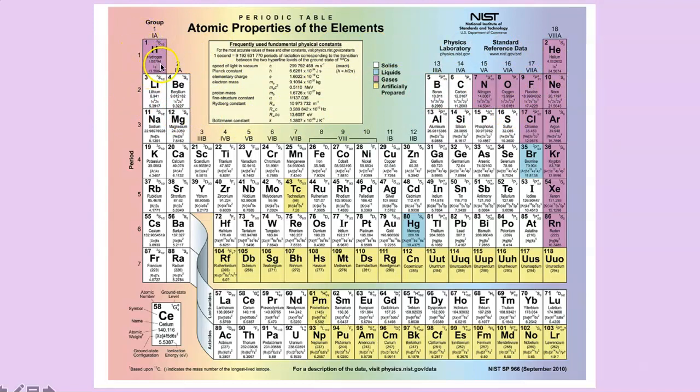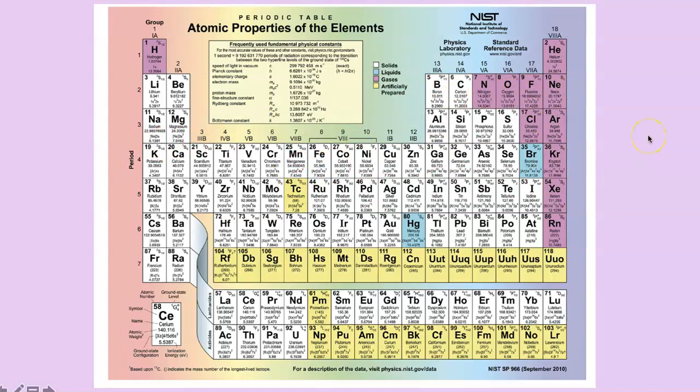Element 1 is hydrogen, and it's in the top left. Element 2 is actually over here in the top right. Then we come back here to element 3, which is lithium, 4, which is beryllium, and then we have another big gap, 5, 6, 7, 8, 9, 10, etc.